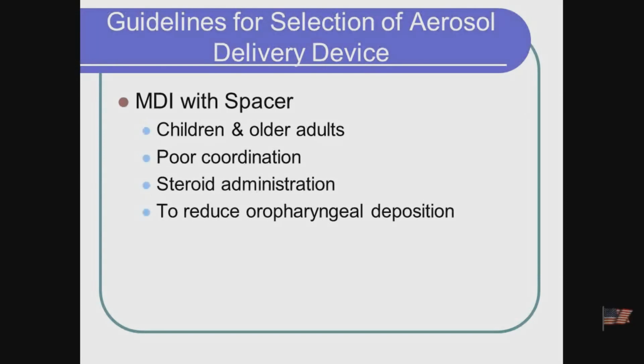Use of an inhaler that contains a corticosteroid almost necessitates the need for having a holding chamber or a spacer, because the incidence of oral fungal infections is quite high, especially in kids where they don't follow directions as far as rinsing out their mouth because of that oropharyngeal deposition.